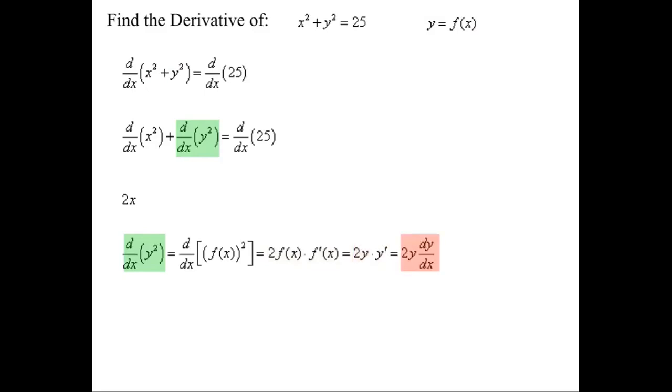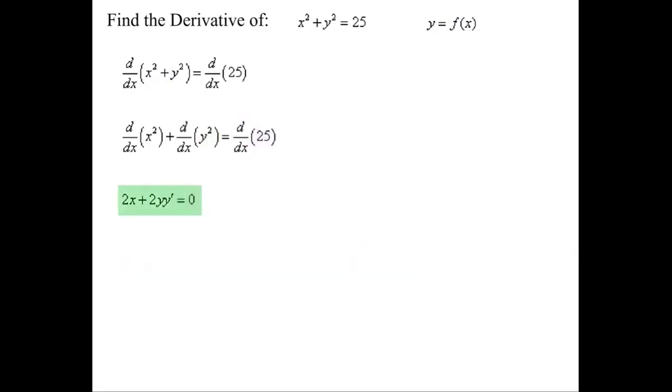Or in a different expression, we could rewrite this as 2 times y times dy over dx. So here, dy over dx is the same thing as y prime, which is the same thing as f prime of x. They're all just different ways of expressing the same idea. And here, the derivative of a constant is just 0. So we end up with the expression 2 times x plus 2 times y prime equals 0.